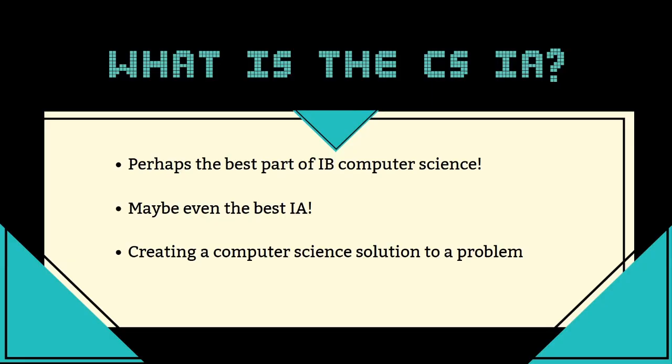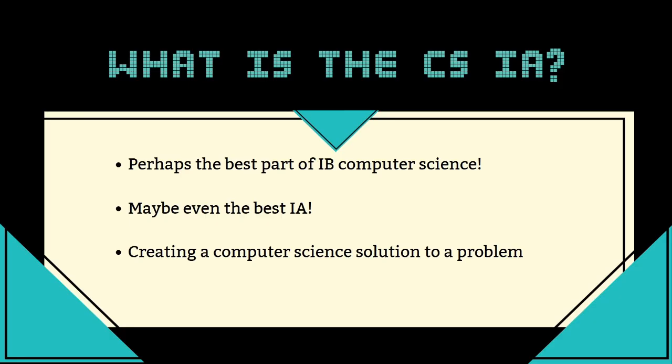So next we'll move on to the CSIA. And this, I might say, might even be the best part of the IB computer science. And it might even be the best IA, arguably. Depends on what you like. Because unlike the other IAs, in the computer science IA, you'll be creating a computer science solution to a problem. So your job is to find a client that requires some form of solution. So perhaps they need software to do specific things, and you'll need to implement a solution for them using code.